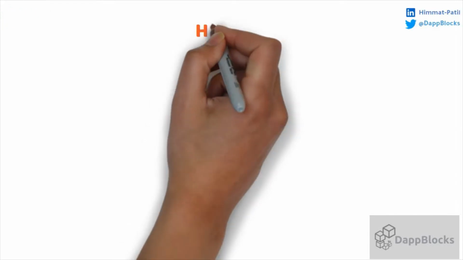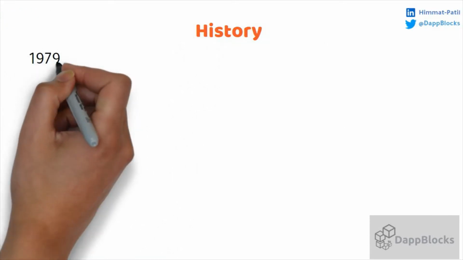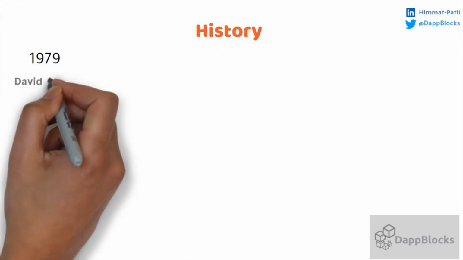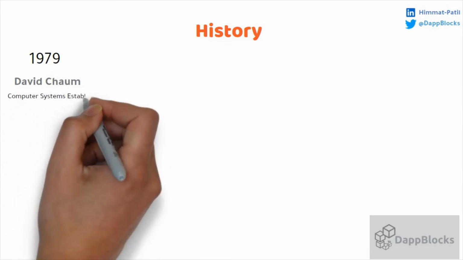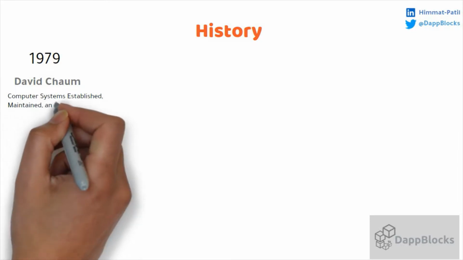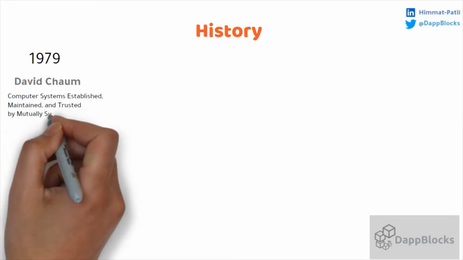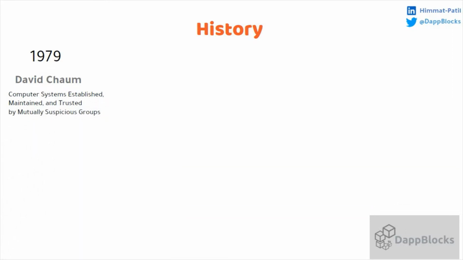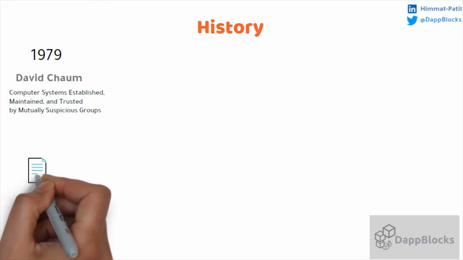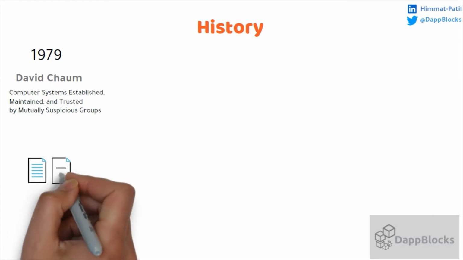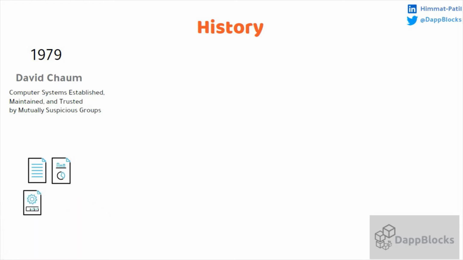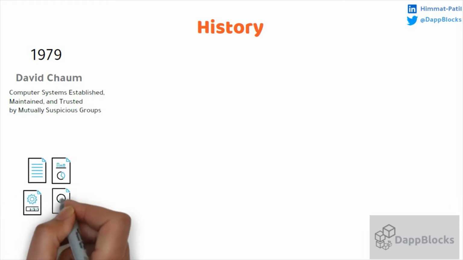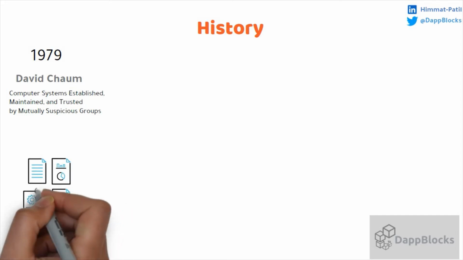Let's get started. History. 1979. David Chaum proposes a blockchain protocol in his thesis named Computer System Established, Maintained and Trusted by Mutually Suspicious Group. He proposed that a number of organizations who do not trust one another can build and repair a highly secure computer system that they can all trust. And cryptography technique makes such a system practical.